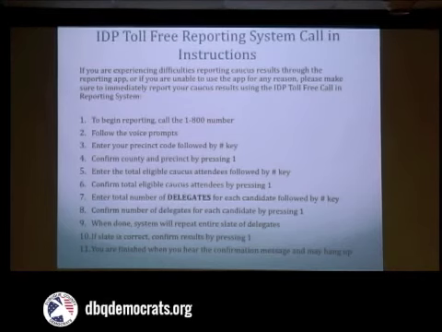So this is what the IDP toll-free reporting system looks like. These are the steps. It's not a 1-800 number, just so you know. That number has not come out yet, but it will be on your reporting credentials and on your caucus packet. It's very self-explanatory. The toll-free system walks through exactly, hey, please enter your precinct number, followed by the pound key. Confirm this by pressing 1. And so it's pretty self-explanatory. It walks through the whole process with you.